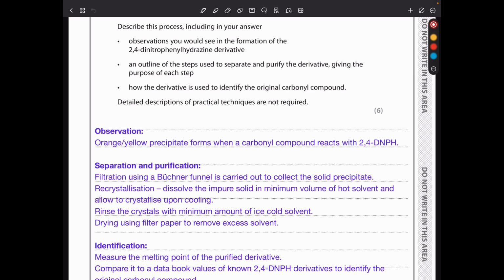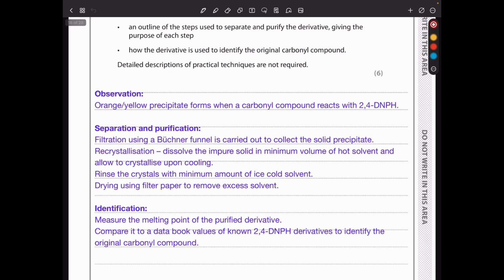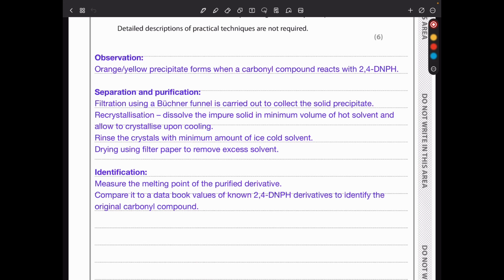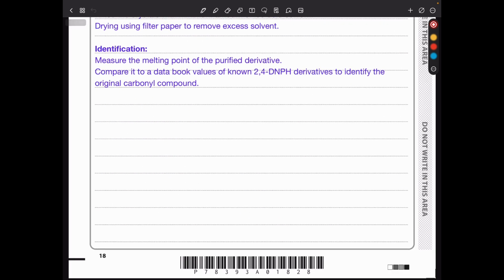After, we can dry using filter paper in order to remove excess solvent, and if you want, you could also use a low oven in order to get rid of the solvent. And then identification, we'll measure the melting points of the purified derivatives and compare with data book values of known derivatives of 2,4-DNPH to identify the carbonyl compounds.